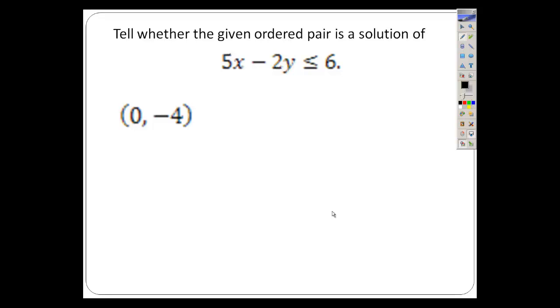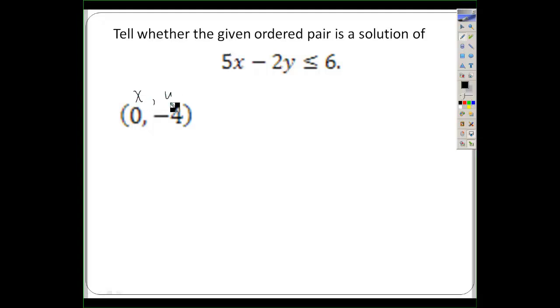Before we get started, let's talk about what makes a solution to an equation. The directions say tell whether the given ordered pair is a solution of the equation 5x minus 2y is less than or equal to 6. So what we're going to do is this. We're going to take my x and my y, and remember, always our coordinates are in the form x comma y. And we're going to plug them in. If it makes a true statement, then this point would be a solution to the inequality.